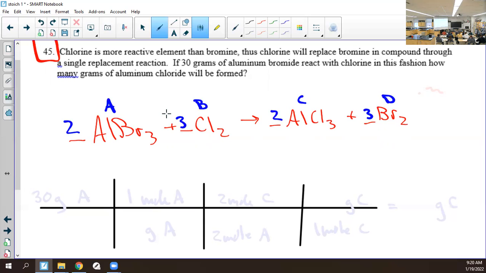What's the molar mass of these things? 267. 133.